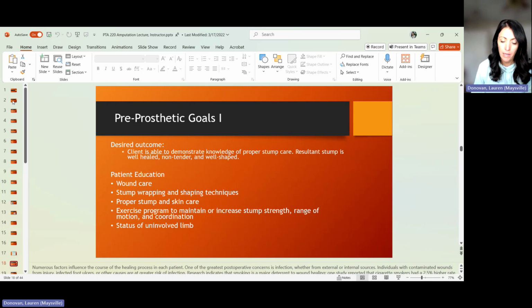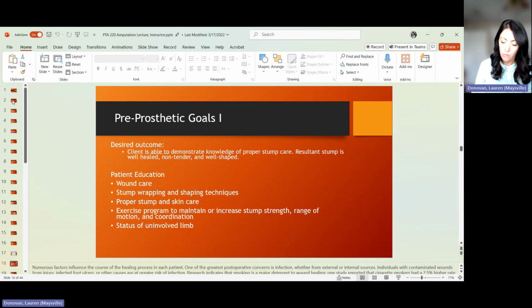But just keeping in mind, some other education is that, postoperatively, the biggest concern is infection because they don't want to have to lose any more of what they already have, right? You don't want them to have to go back in and have something else amputated. Educating them about smoking is a major concern for wound healing, but smokers have a 2.5% higher rate of infection and re-amputation compared to non-smokers.